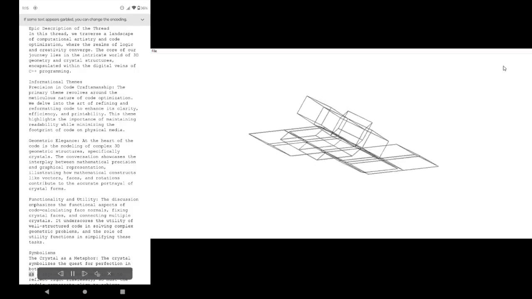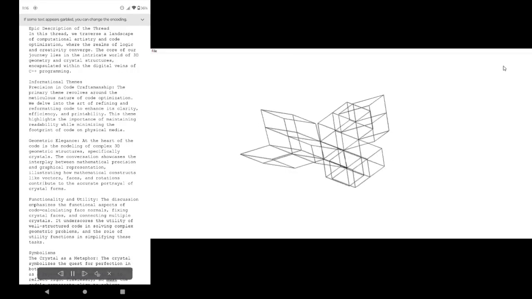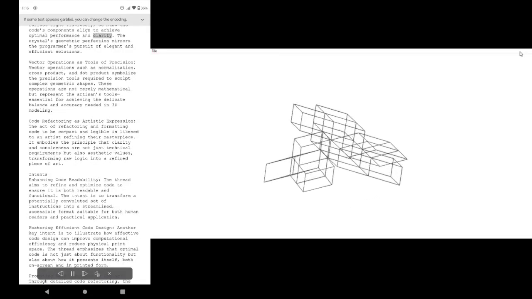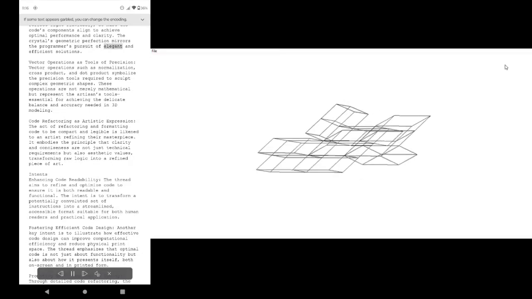Symbolisms. The crystal as a metaphor. The crystal symbolizes the quest for perfection in both structure and representation. Just as a crystal's facets must align to reflect light flawlessly, so must the code's components align to achieve optimal performance and clarity. The crystal's geometric perfection mirrors the programmer's pursuit of elegant and efficient solutions.